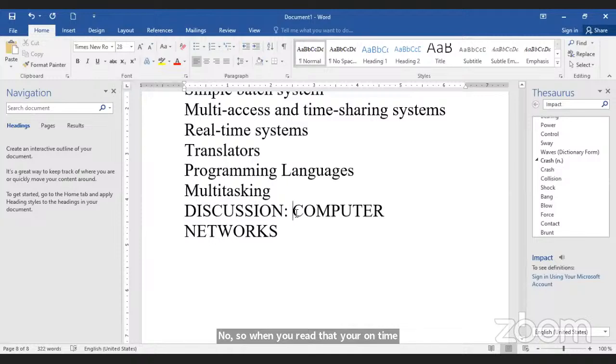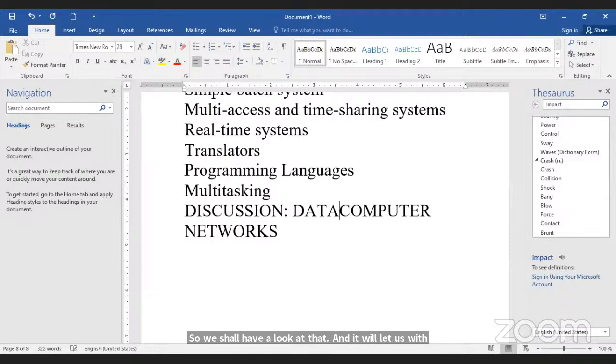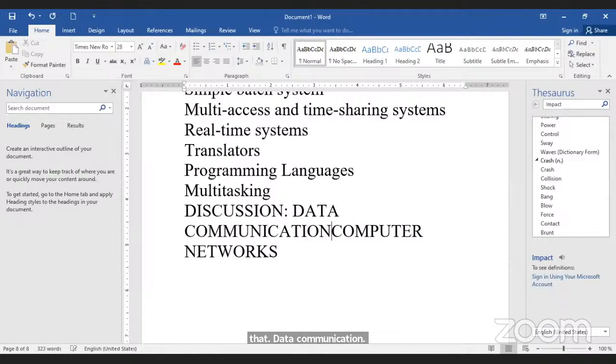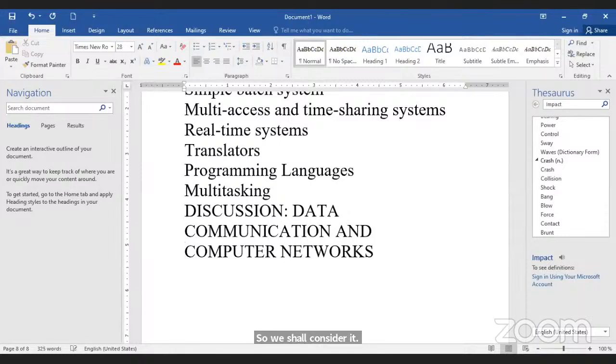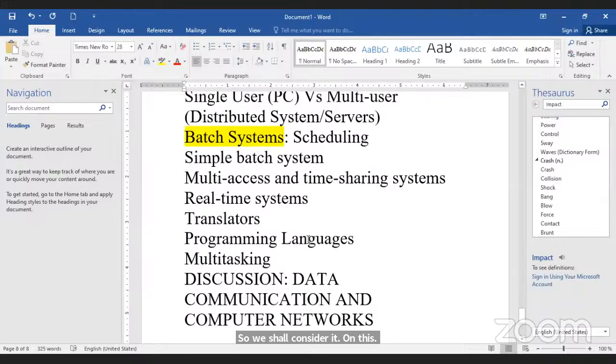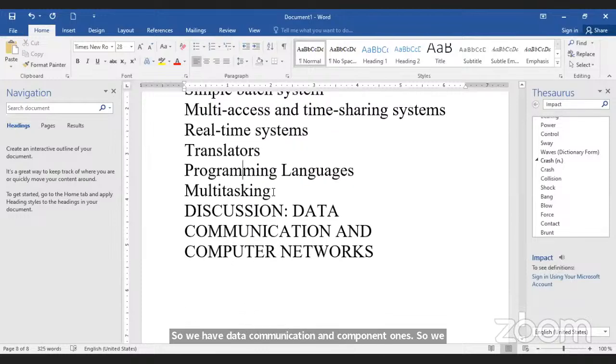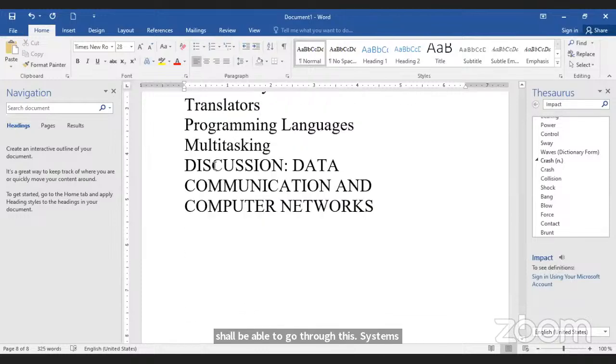So when you read in your time, we shall have a look at the network, or let us say data communication. So we shall concentrate on this. We have data communication and computer networks. We shall go through these systems just to revise again, then concentrate much of the time on data communication and computer networks.